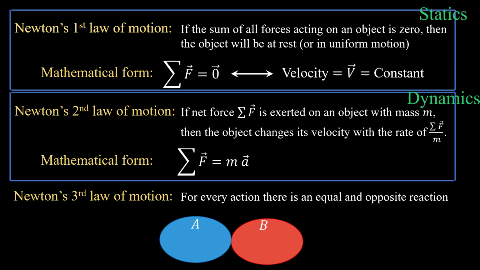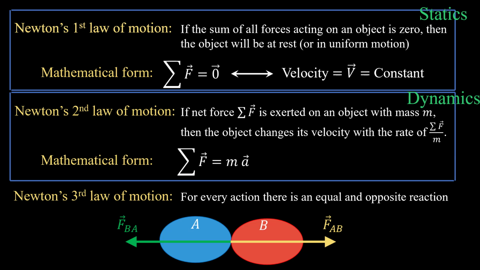If object B exerts the force F sub BA on object A, the third law says that as a reaction, object A will exert the force F sub AB on object B. The magnitude of the reaction force is equal to the magnitude of the action force, but in the opposite direction.